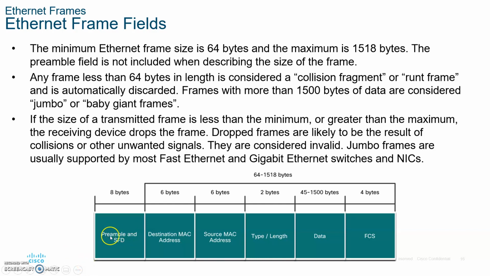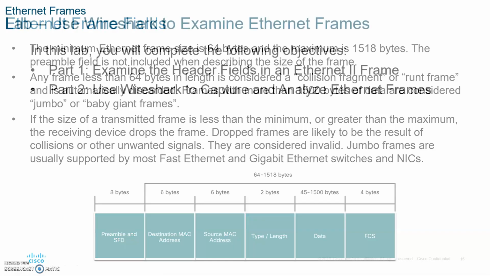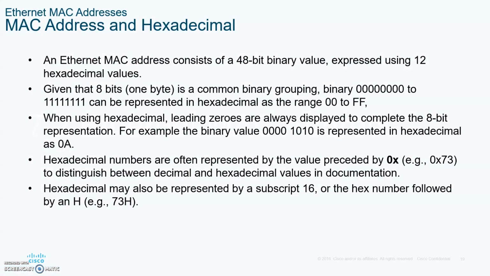Now, the preamble is really not needed unless you're working with an old legacy Ethernet, 10 megabits or less, the 10BASE-T NICs. The preamble is 56 alternating 0s and 1s, 1 0 1 0 1 0, and the start of frame delimiter, which is 6 alternating 1 0s and then 1 1. This is at the header of the frame, just to let the old legacy devices know that a frame is coming. All right, so moving on.